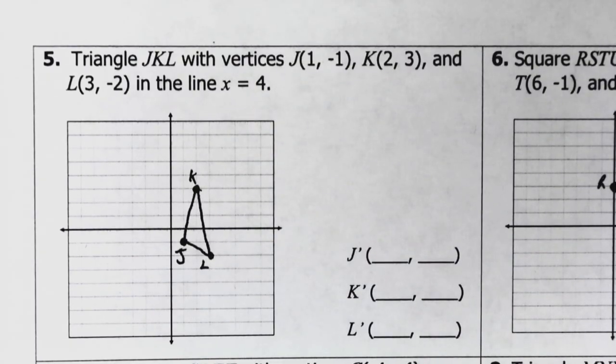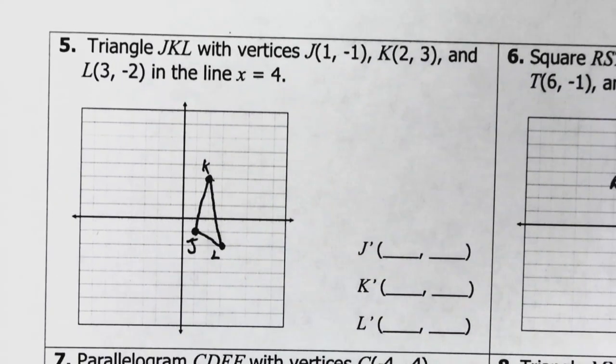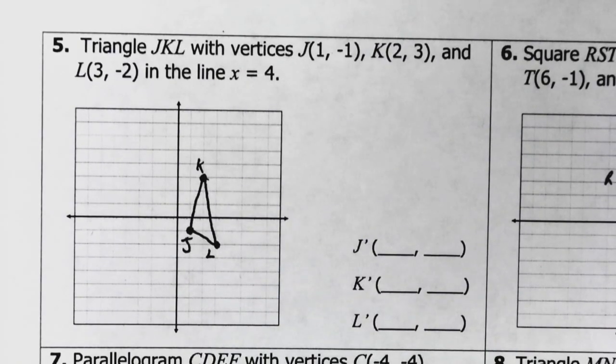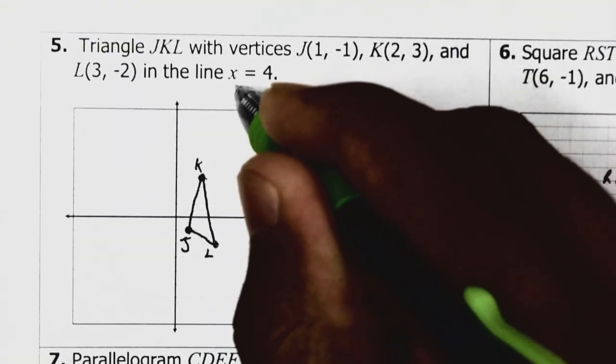So I know these videos have been quite long. I'm going to try to save some time. I already drew in the points that they're given to us, so that way I can try to make these last couple of videos as short as possible. So it says triangle JKL with vertices at J at 1, negative 1, K 2, 3, and L 3, negative 2. It wants to reflect over the line x equals 4.